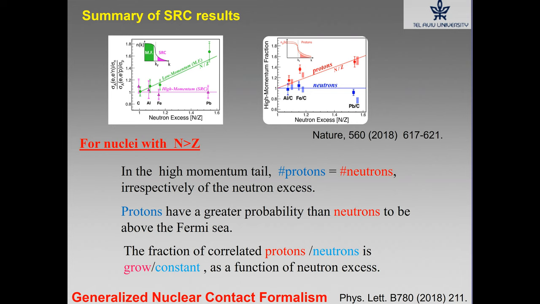And all this we actually formalize in what we call the generalized nuclear contact formalism. That's the reference, which I'm not going to go into. I just want to take the message. Those are nuclear physics properties, extracted from nuclei. And soon, I'm going to show you what they do to the parton distribution inside the nucleon, inside the nucleus.